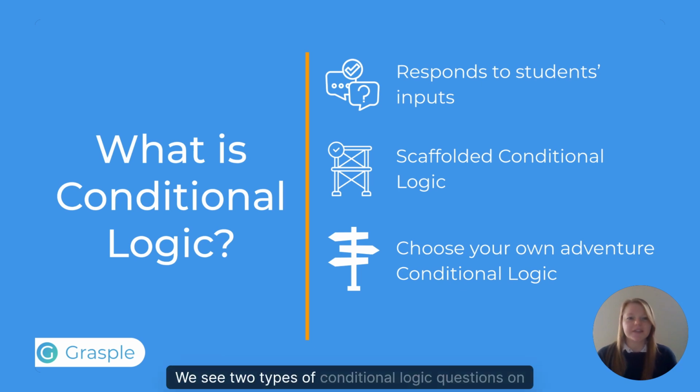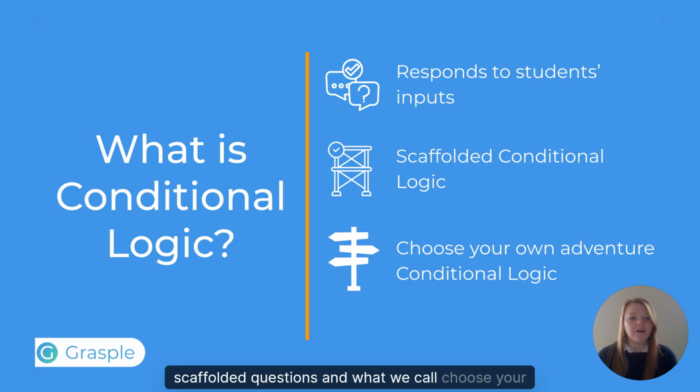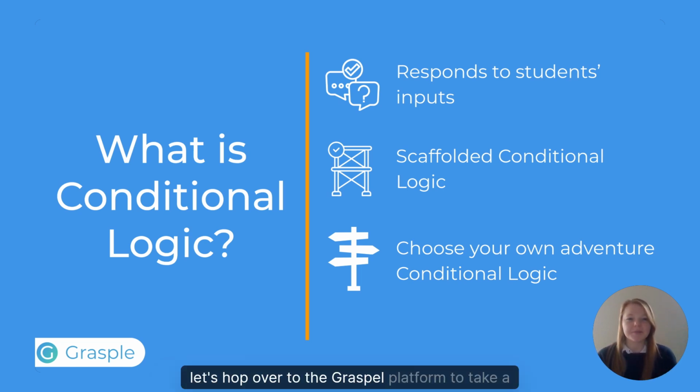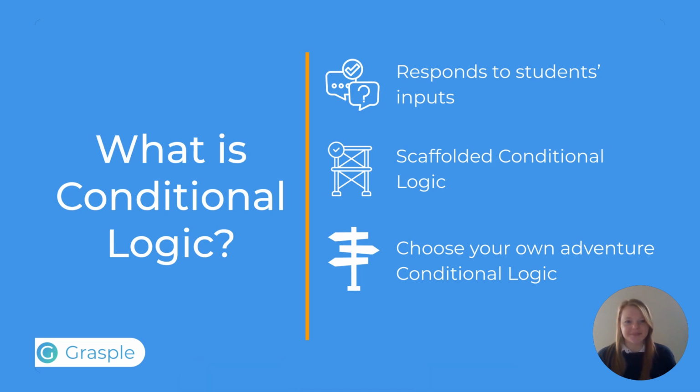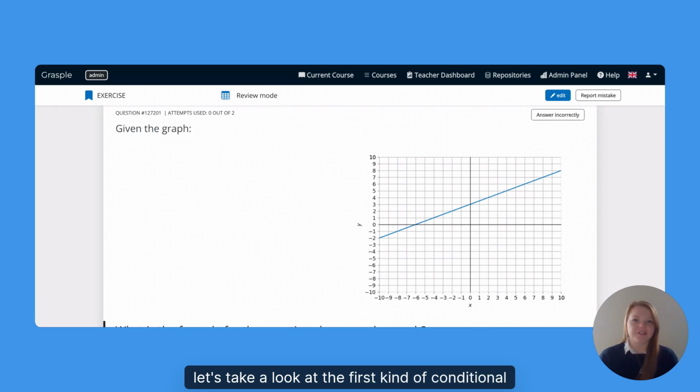We see two types of conditional logic questions on our platform: scaffolded questions and what we call choose your own adventure questions. Let's hop over to the Grasple platform to take a look at these two interesting use cases for conditional logic. Now that we're in the Grasple tool, let's take a look at the first kind of conditional logic question we see, the scaffolded question.